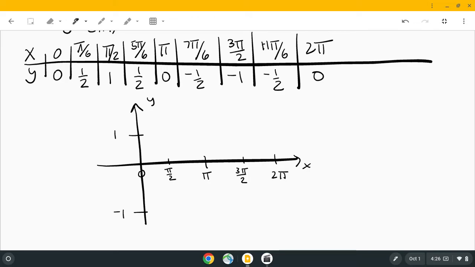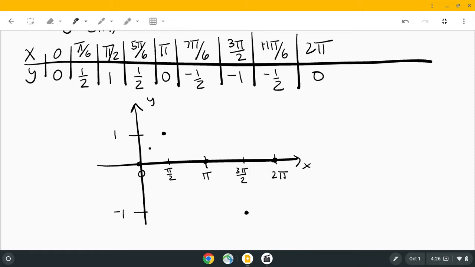All right, so we see we get 0, and then at pi over 2 we get 1. Pi we get 0. 3 pi over 2 we get negative 1. And then 2 pi we get 0 again. All right, you're like, why did I skip the pi over 6s? Okay, let's throw those in then. Pi over 6, which is like 30 degrees.